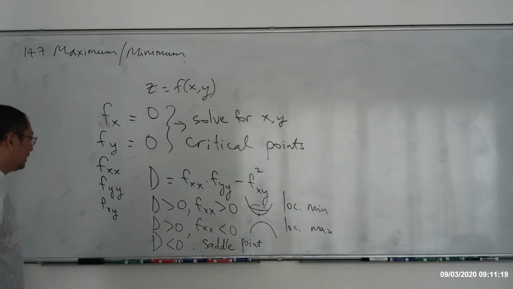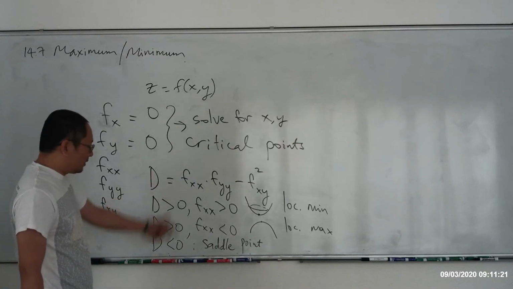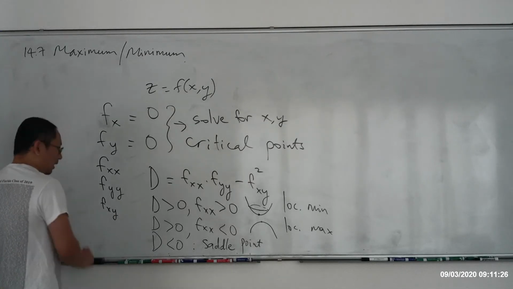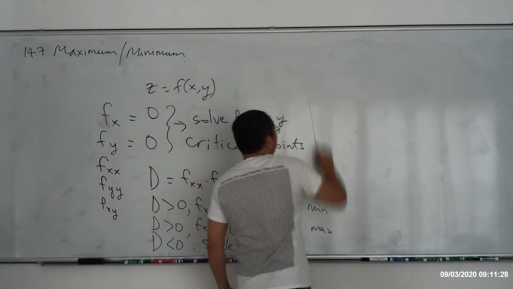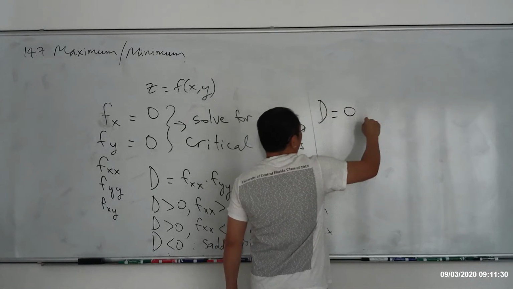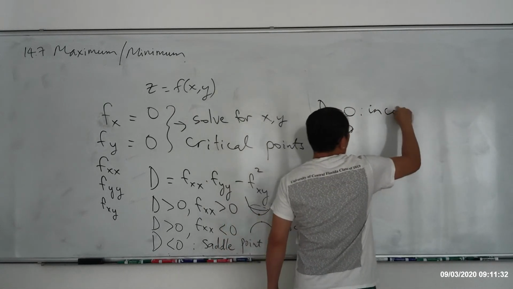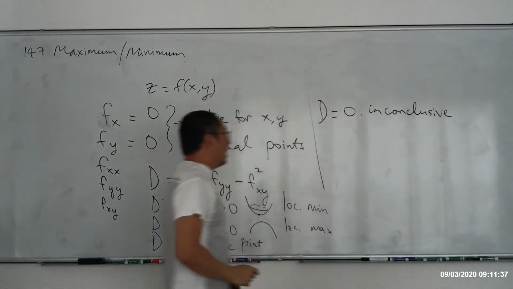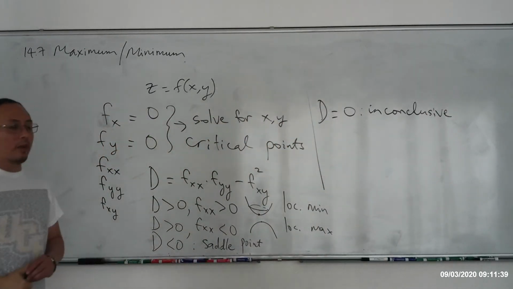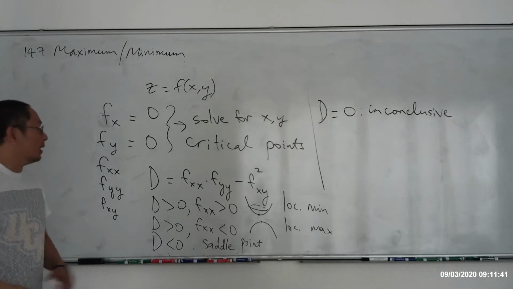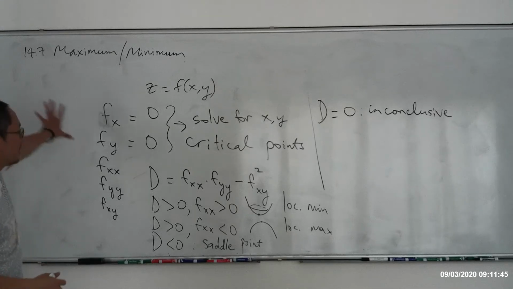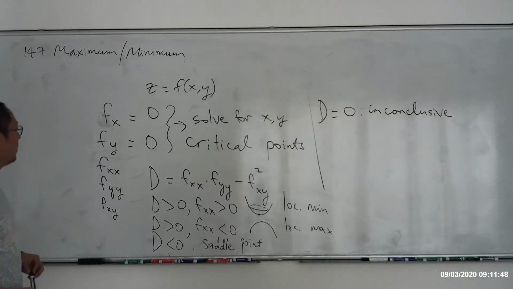And if somehow you're not so lucky, you calculate D and D is neither positive nor negative, in other words, D is equal to 0, you have no clue. It's inconclusive. So you cannot tell whether the point is a local max, a local min, or a saddle point. This is how you take care of a Calc 3 problem, and this is the main idea for 14.7 for local max and local min.